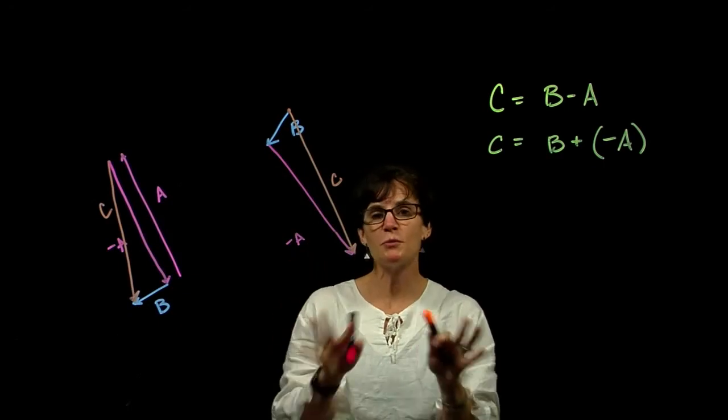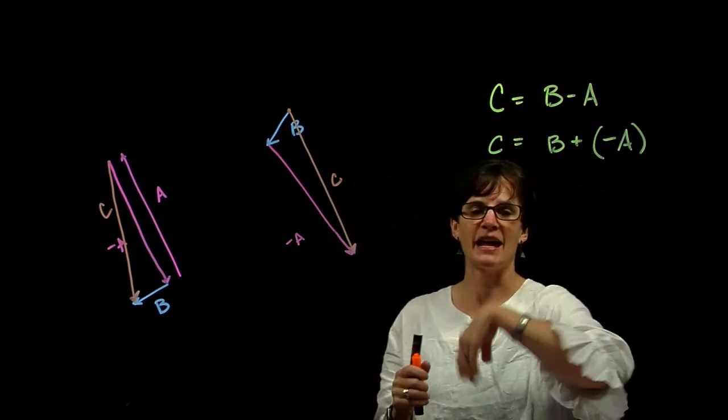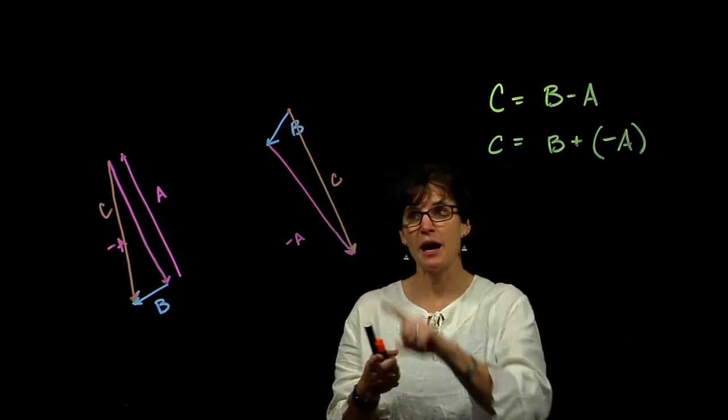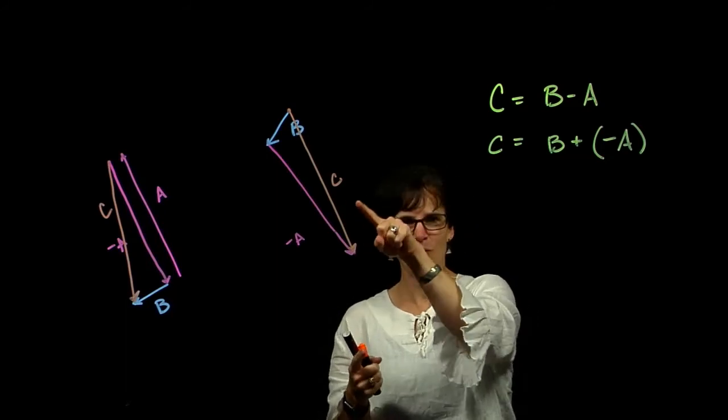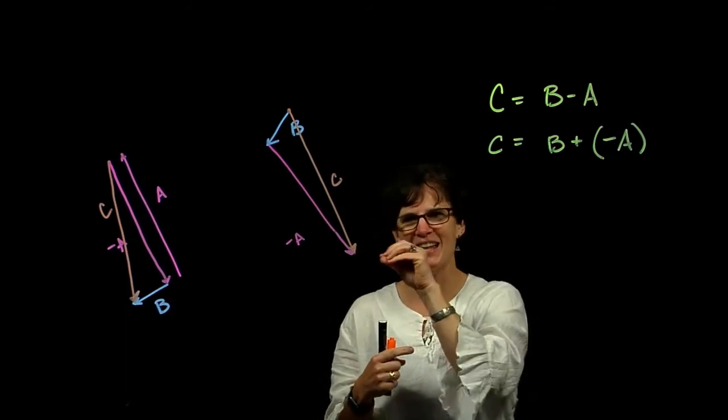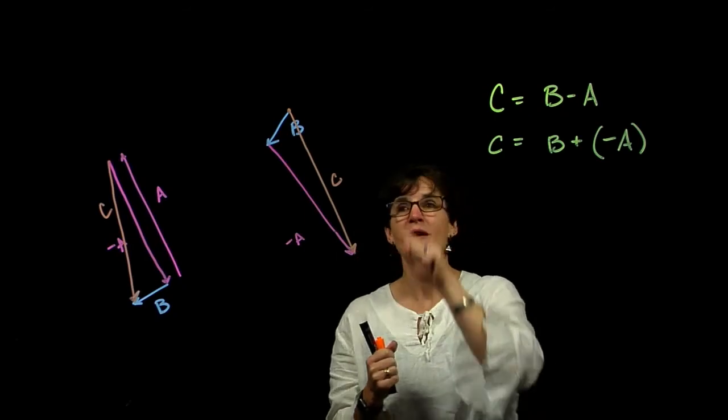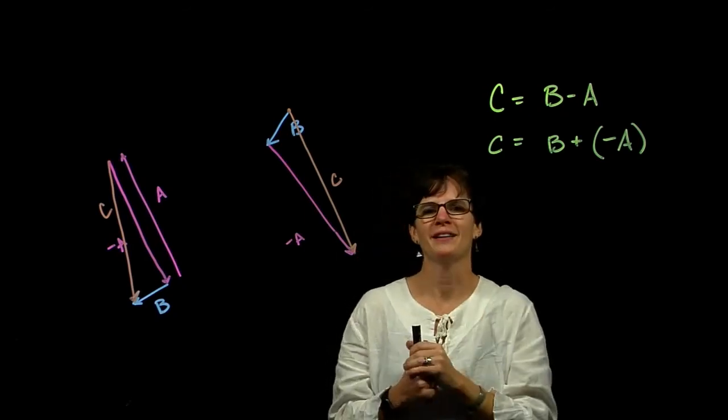So it doesn't matter which one we move, as long as we've gotten to that addition portion. We always line up from the head of one, the tail of the other goes to that head, and then we draw the arrow from the beginning all the way to the end.